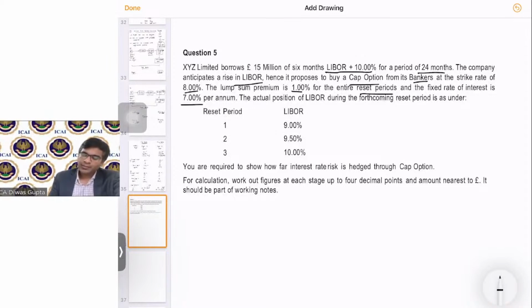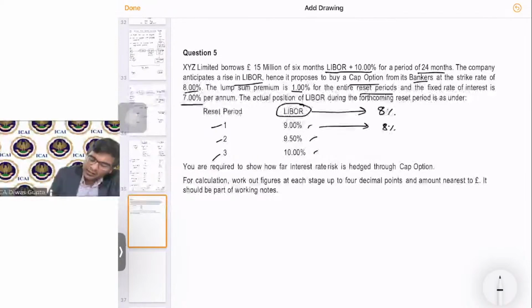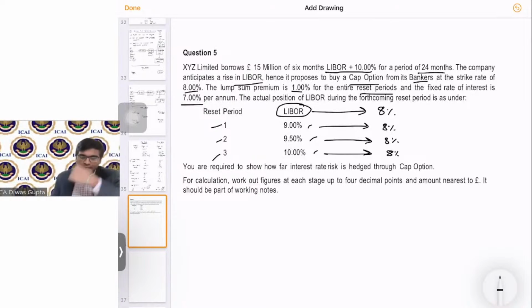The actual position of LIBOR during the forthcoming reset periods is 9, 9.5 and 10. So against LIBOR, we have agreed the strike rate of 8%. Again, 8% will be there, again 8, and again 8 during the different reset periods. You're required to show how far interest rate risk is hedged through the cap option. For calculation, work out figures at each stage up to 4 decimals and amounts to the nearest pound should be part of the working notes.